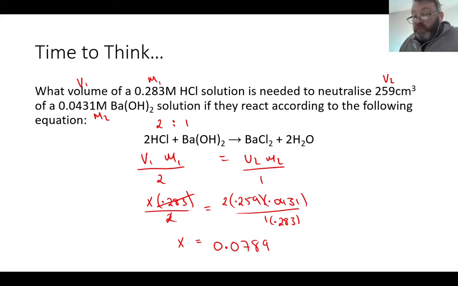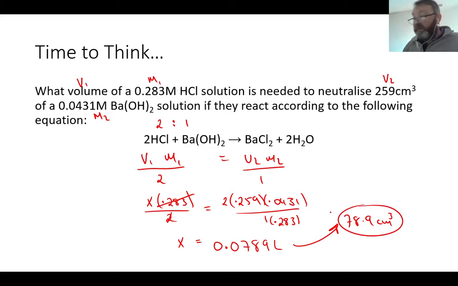Okay, what? Well, what volume? So it's litres. And again, if you want to give it back in centimetres cubed, or you're told to give it back in centimetres cubed, multiply by 1,000. What's that? That will give me 78.9 centimetres cubed. And that's the volume of that solution. Okay, so as long as you've got the balanced equation, really, you know what to divide your V1M1 and your V2M2 by, and that's important.